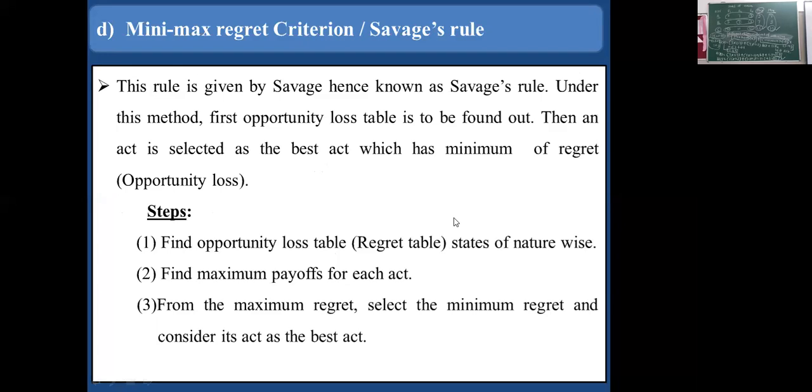So basically this rule is given by Savage, that's why it is called Savage rule. Under this method, first of all, we'll find the opportunity loss table. Then from the opportunity loss table, we'll find the minimum or the maximum payoff. For that, we need to follow the following steps. Step number 1, find the opportunity loss table, states of nature wise.